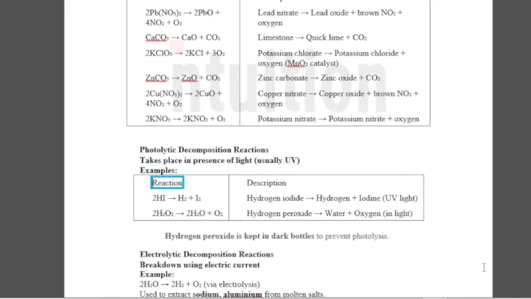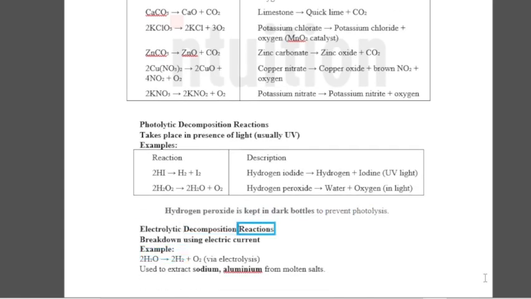Examples: 2HI gives H2 plus I2, hydrogen iodide gives hydrogen plus iodine, in UV light. 2H2O2 gives 2H2O plus O2, hydrogen peroxide gives water plus oxygen, in light. Hydrogen peroxide is kept in dark bottles to prevent photolysis. Electrolytic decomposition reactions break down compounds using electric current. Example.